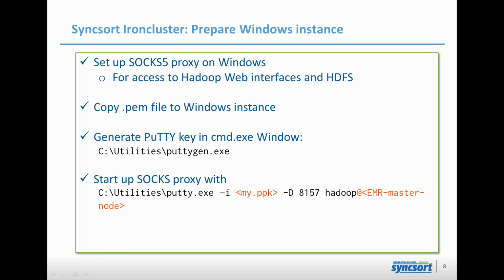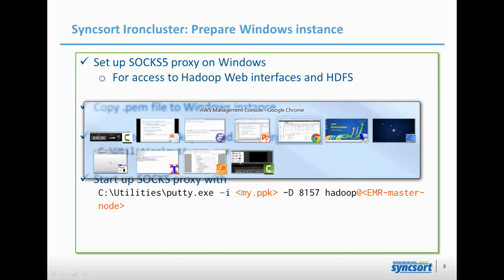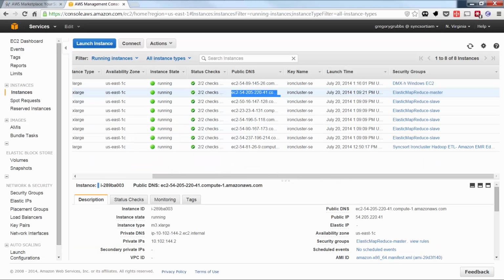So let's start by going back to the Amazon console, and I have a couple IP addresses that I'm going to need. One is for the ETL server, which is this last instance, and the other is for the master node of the cluster. And let me just show you quickly what I've done to make things a little bit easier on the Windows side.